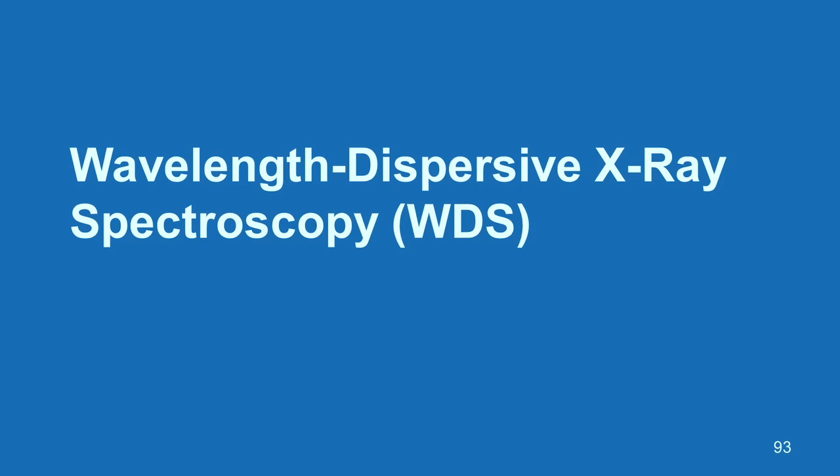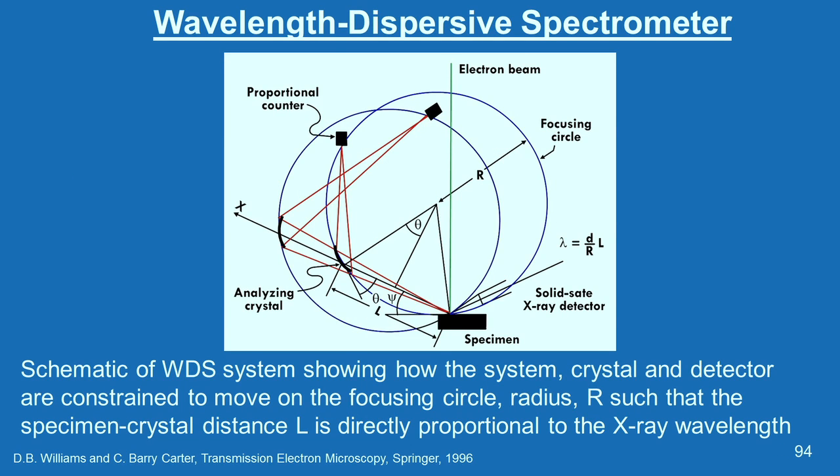Now, we will quickly look at the wavelength dispersive X-ray spectrometer, and look at the schematic. This is how the system configuration is displayed. You have the specimen, and you have the crystal, and you have the proportional counter, and everything is kept in a fixed geometry.